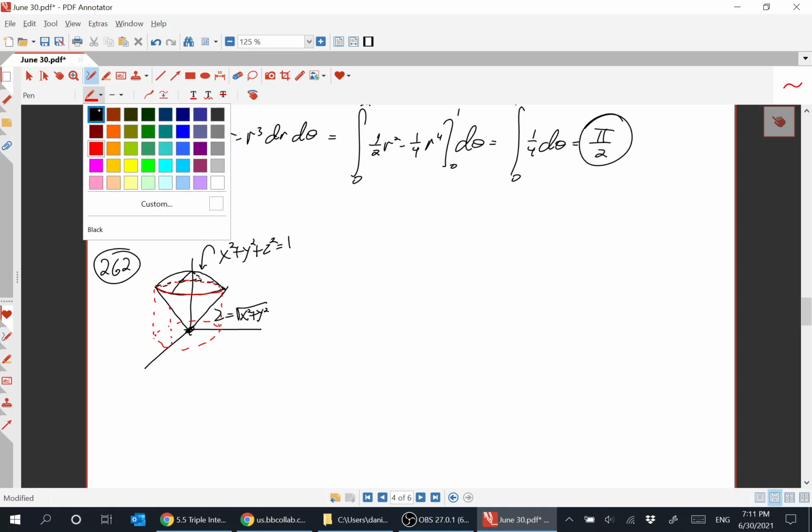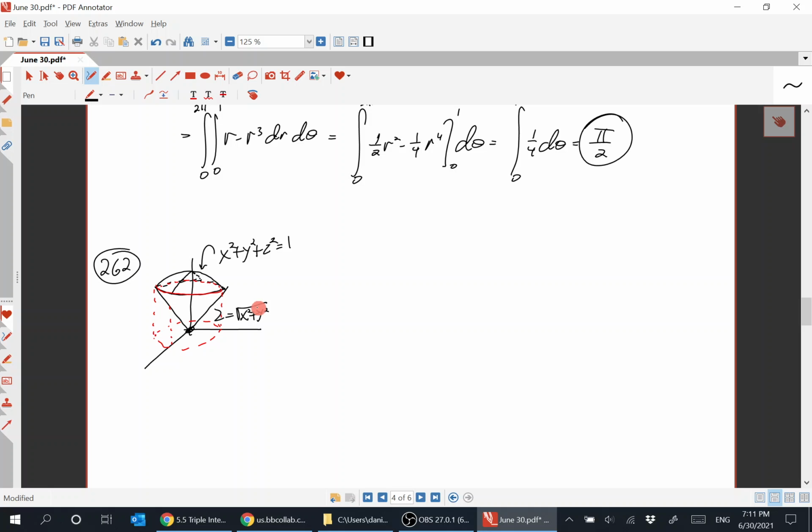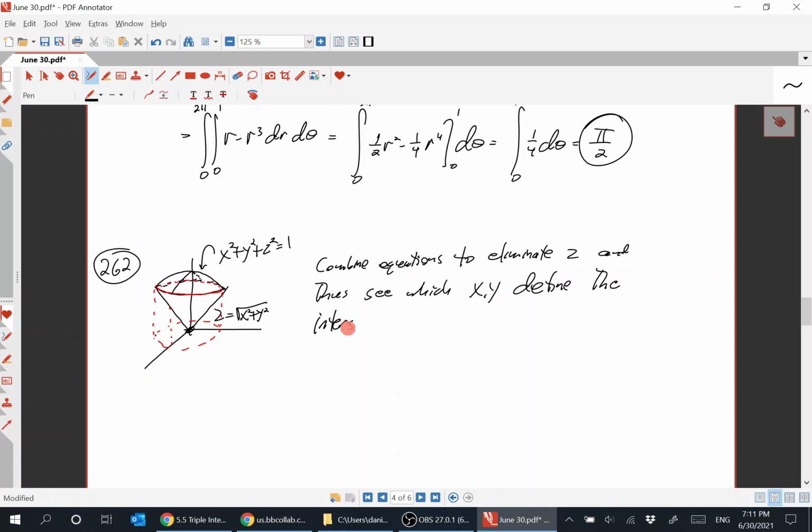Obviously a circle of some sort. So you combine the equations in what way you can to eliminate the z, and thus see which x, y define the intersection of the two surfaces.